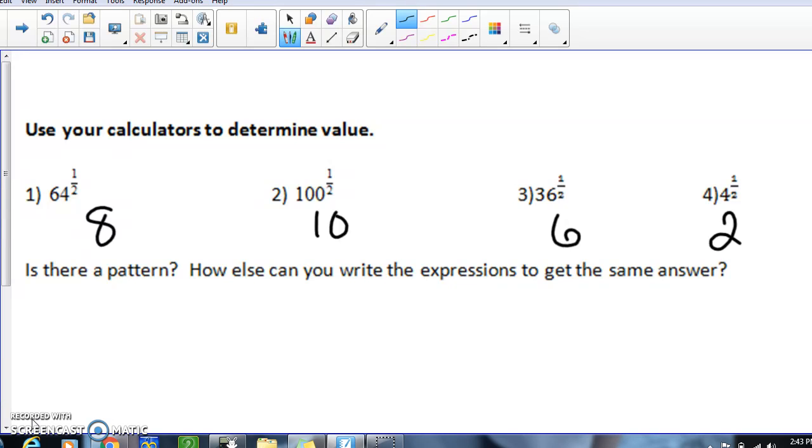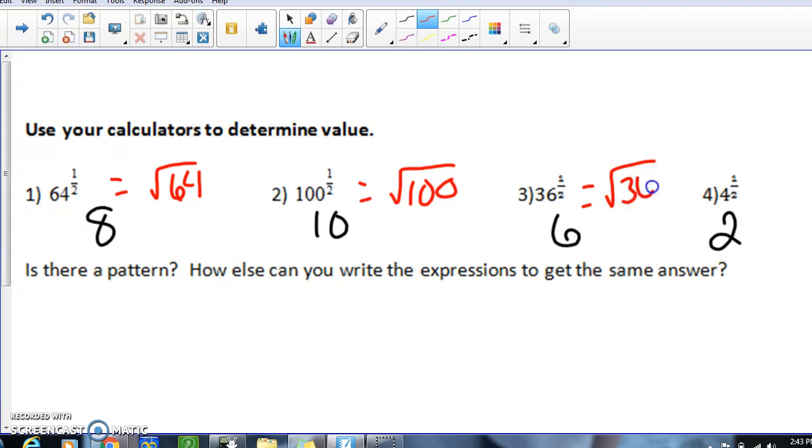All of those numbers raised to the 1/2 power give the same thing as if I would have taken the square root. So if I would have done the square root of 64, I would have also got 8. Or if I would have done the square root of 100, I would have gotten 10. And if I would have taken the square root of 36, I would have gotten 6. Same thing with the square root of 4. Okay, so there is a connection that I want you to start seeing with these.